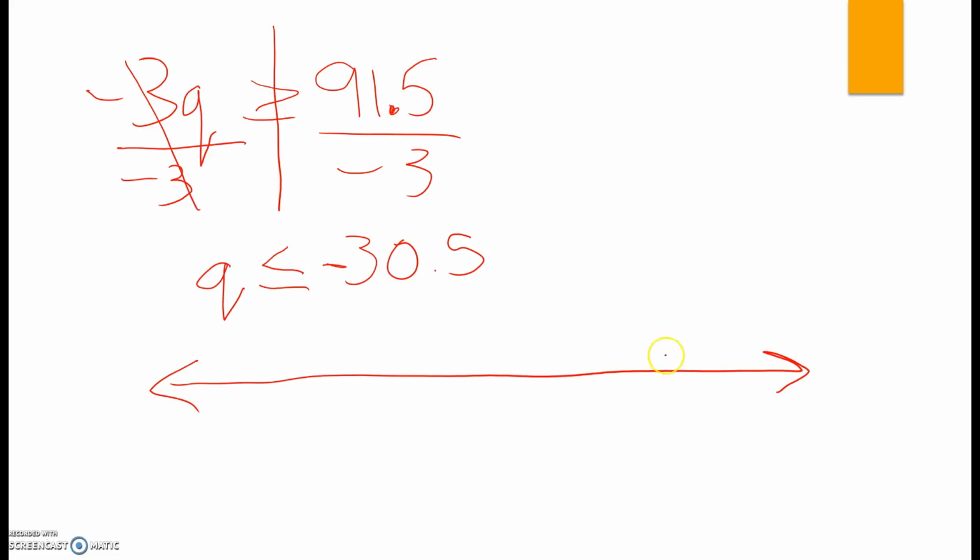All right, and now we've got some decimals in here, so we've got to make sure we plot this in the right place. We're going to say negative 29, negative 30, negative 31, negative 32, and it says negative 30.5, so that's going to be between negative 30 and negative 31, just right there. Okay, and it's going to be a closed circle because it's got that equal to underneath.